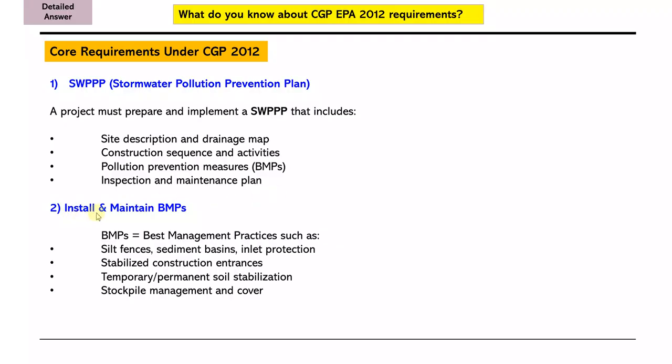Number two is to install and maintain best management practices, BMPs, such as silt fences, sediment basins, and inlet protection, stabilized construction entrances, temporary or permanent soil stabilization, and stockpile management and cover. These are core requirements under CGP.